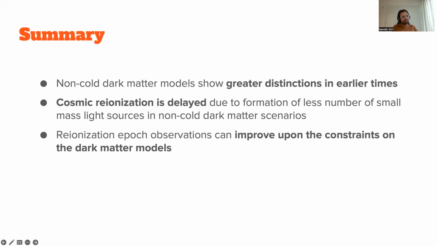We have also found that the constraints on the dark matter models will significantly improve with upcoming observations of this era. In the future, we also plan to simultaneously analyze both these observations of galaxies and the 21 centimeter signal, which are complementary in nature, and we expect the constraints to improve when we simultaneously use both these types of observations.